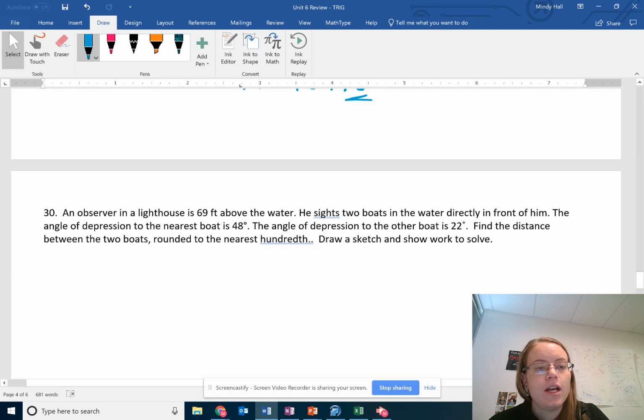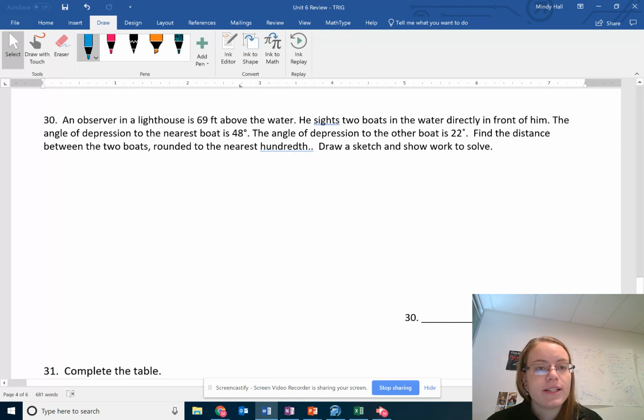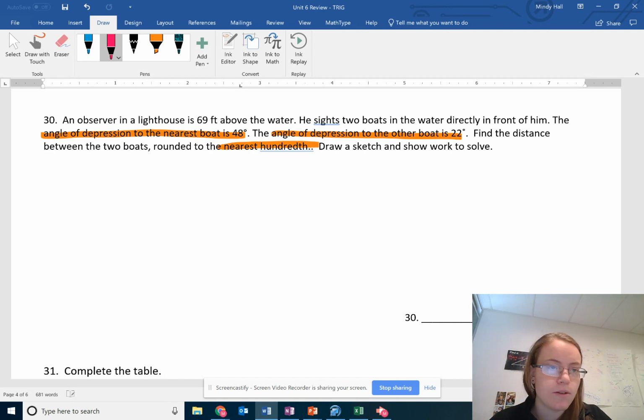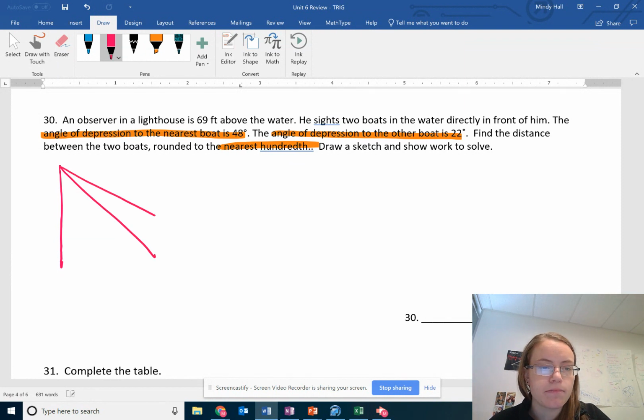Okay. So an observer in a lighthouse is 69 feet above the water. He sights 2 boats in the water directly in front of him. The angle of depression to the nearest boat is 48 degrees, and the angle of depression to the other boat is 22 degrees. Find the distance between the 2 boats and round to the nearest hundredth, and then we're going to draw a sketch. So we have our lighthouse, and then we have our 2 boats.